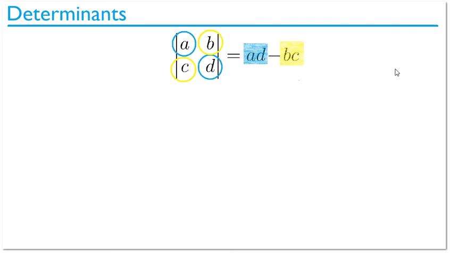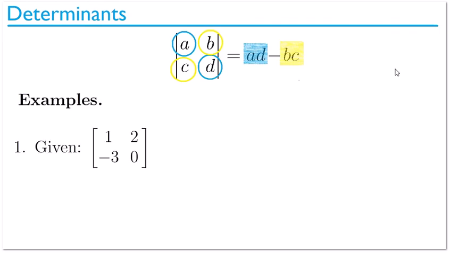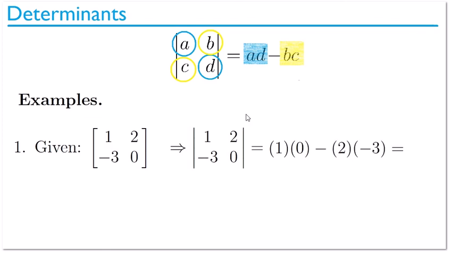For example, suppose we have this matrix 1, 2, -3, 0. Then the determinant of that 2 by 2 matrix is, first, we get the product on the main diagonal, 1 times 0, minus the product of the entries on the off diagonal, -3 and 2. And if we simplify, we have 0 plus 6, or simply 6.